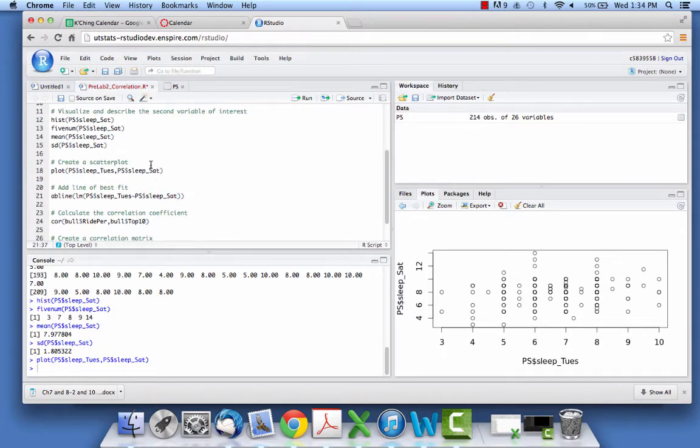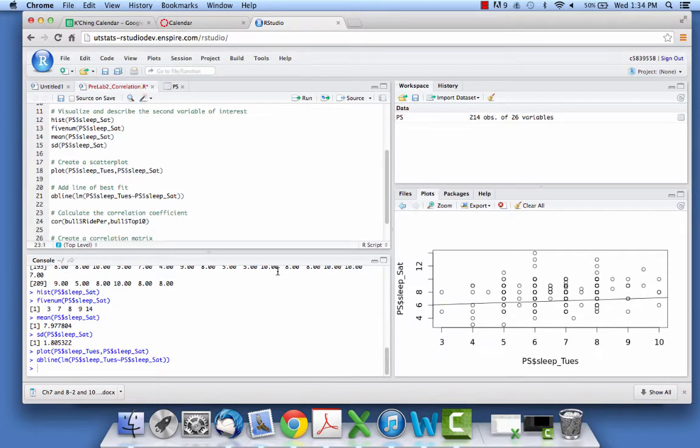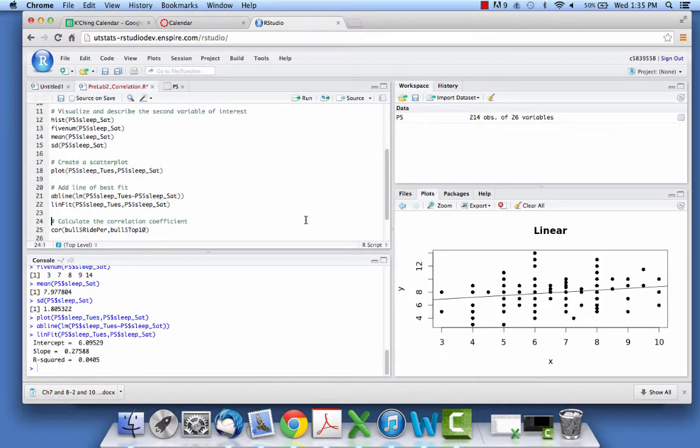Add the line to that plot. If you don't run the plot first, you won't be able to do the line. Okay, so there's a line of best fit. It's just barely slanted there. Okay, so here we have the correlation, the regression line.